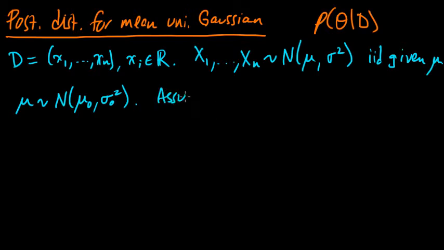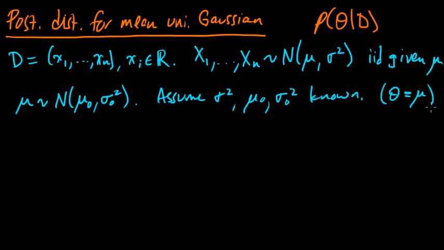So we'll assume that sigma squared, this variance, mu naught, and sigma naught squared are all known. So we don't need to infer those. And so our parameter theta in this case is just going to be mu. Okay, and the parameter, note, is a random variable. So we put a distribution on it, so we're in Bayesian world. All right, now let's compute this posterior distribution. Well, it's a posterior on theta. Theta is just mu, so we can just put probability of mu given the data.